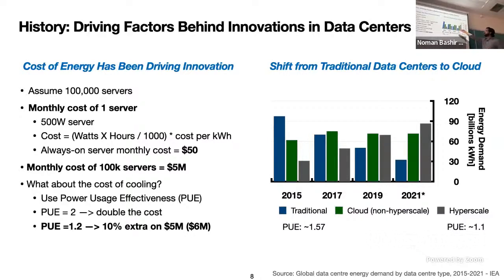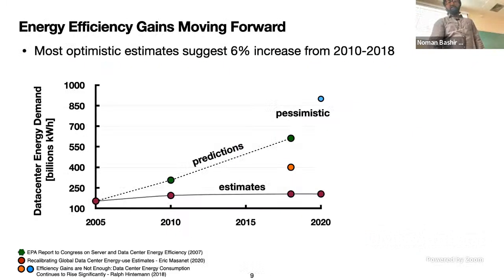What has been driving this transition is the cost of energy. People wanted to use as little energy as possible to run the same amount of compute, because that meant millions of dollars spent. That has been the case, and that has helped quite a lot.